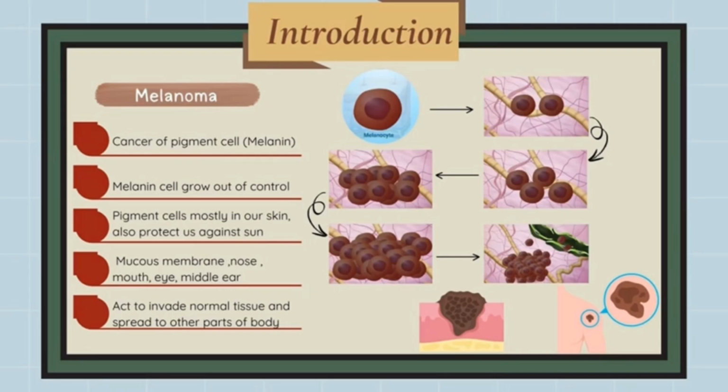What is melanoma? Melanoma is a cancer of pigment cell which is melanin cell. It happens when melanin cell grow out of control. The pigment cell, which is melanocyte, is mostly in our skin, and it also protects us against sun. Melanoma also can grow at many sites such as mucous membrane, nose, mouth, middle ear and eye. It also acts to invade normal tissue and spread to other parts of the body.